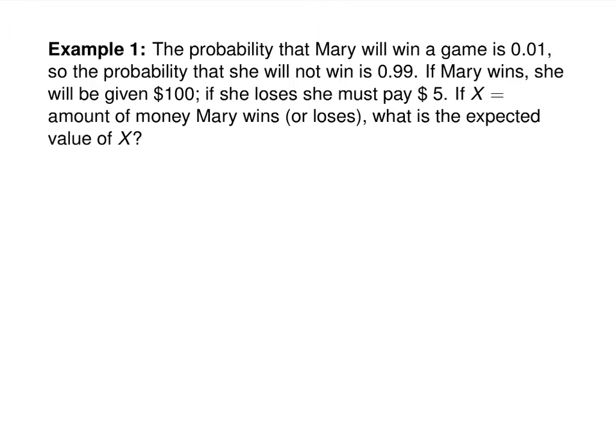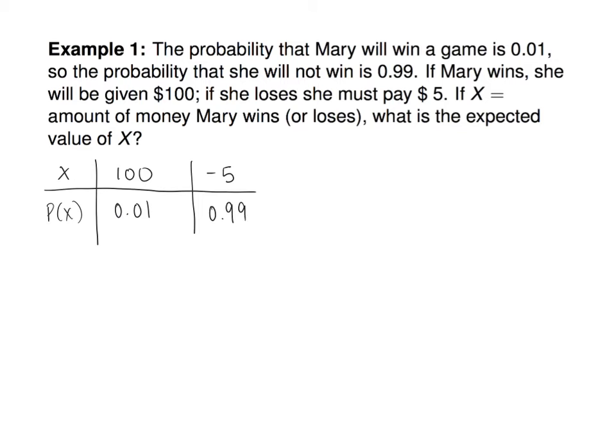So let's make this into a table. x is the amount of money Mary wins or loses. We're going to have winning be positive money and losing be negative money. So either she wins $100 or she loses $5. And here, the probability of x is the next row. The probability that she wins $100 is 0.01, and the probability that she loses $5 is 0.99.